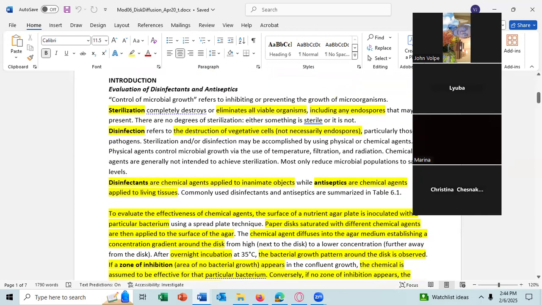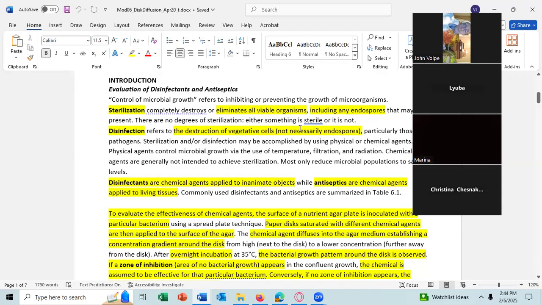All right, evaluation of disinfectants and antiseptics. Sterilization will eliminate all viable organisms, including endospores that may be present. Disinfection refers to the destruction of vegetative cells, but not necessarily endospores. So when we disinfect our toilet, for example, we destroy all vegetative cells, but we do not necessarily kill all endospores. Any question about any of that?